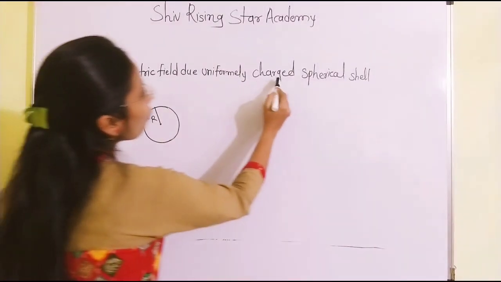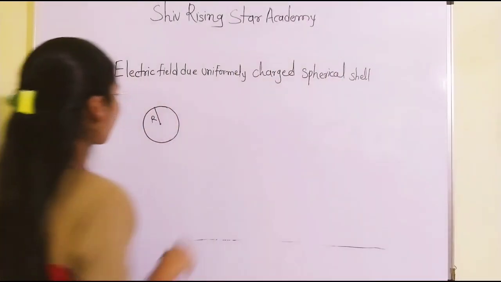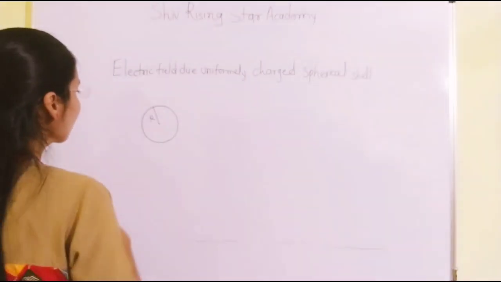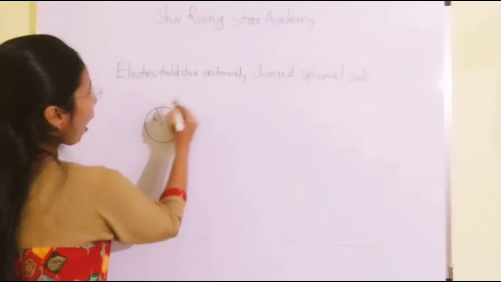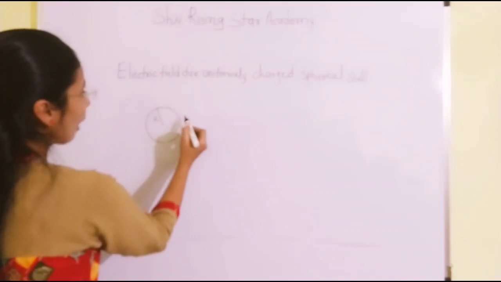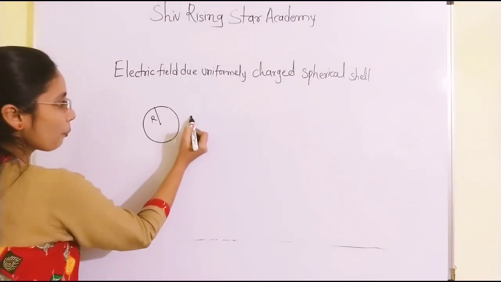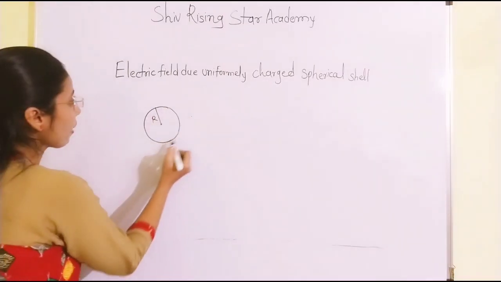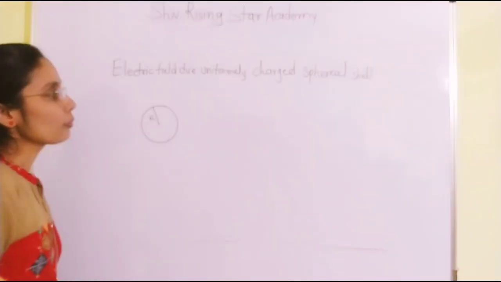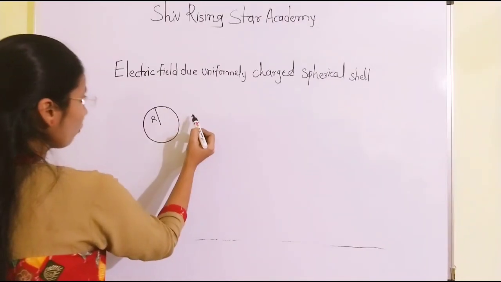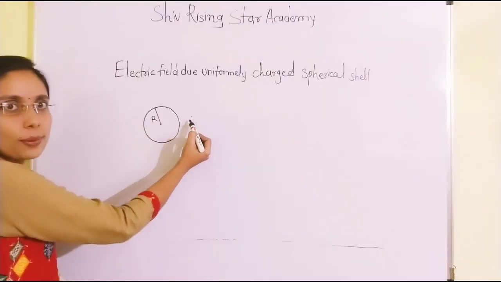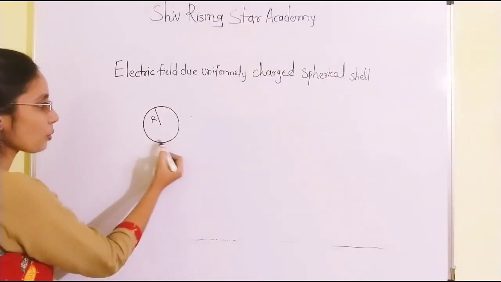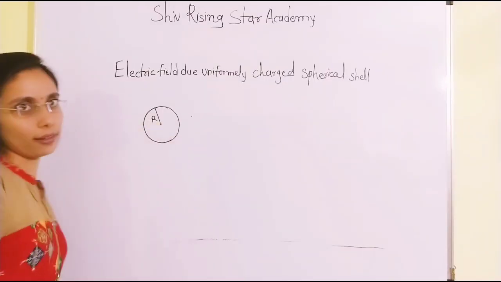Electric field due to a uniformly charged spherical shell. So we have a spherical shell and we have to find the electric field outside the spherical shell, inside the spherical shell and on the surface of the spherical shell. By using Gauss law we can find the electric field in all three regions.